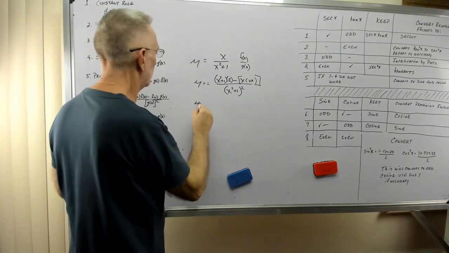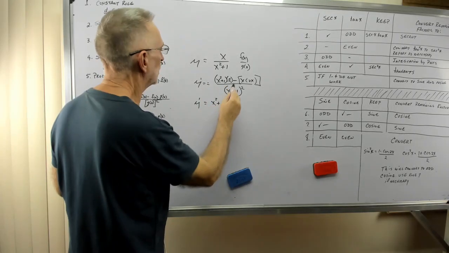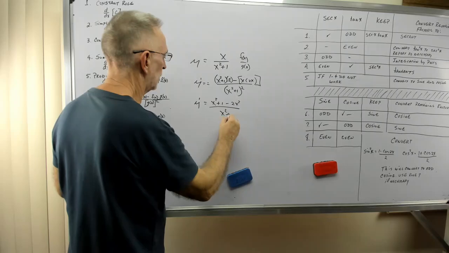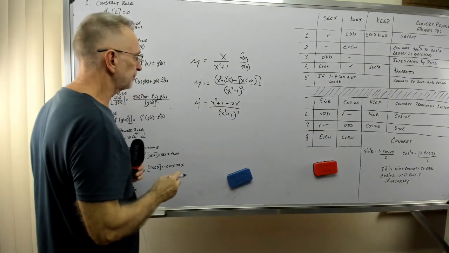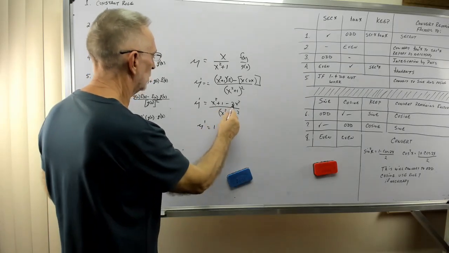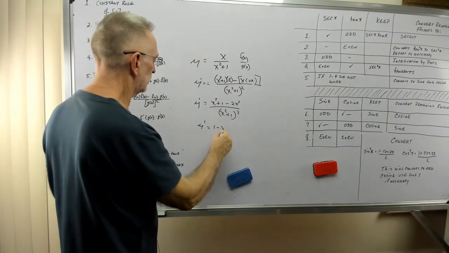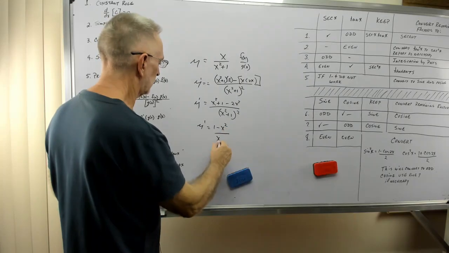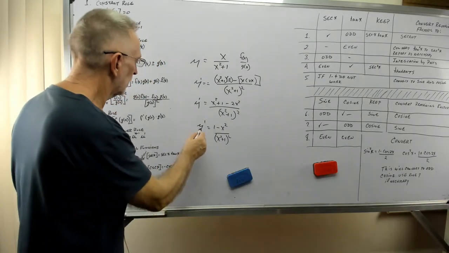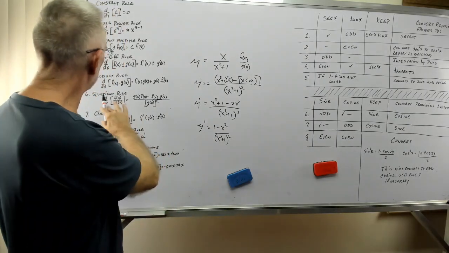All right, what do we have here? Y prime equals x squared plus 1 minus 2x squared all over x squared plus 1 squared. All right, y prime equals 1, so a minus 2x plus, and minus 2x squared plus x squared is minus x squared over x squared plus 1 squared. That is the derivative using the quotient rule.